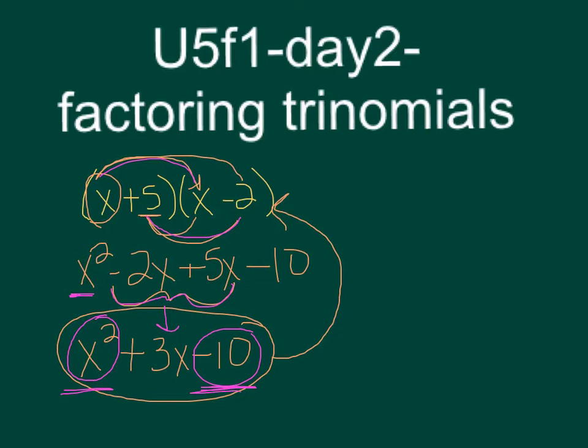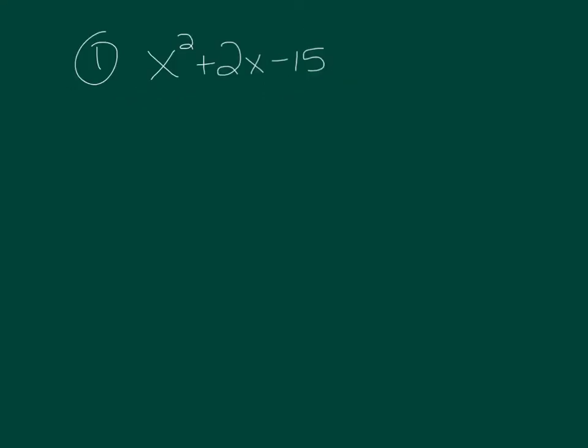All right, so let's try one. I have x squared plus 2x minus 15. First thing I'm going to do is start off with my two parentheses. Now, I multiplied this term times this term to get my x squared. So the only two things I can multiply together to get x squared is x times x. That's the easy one.